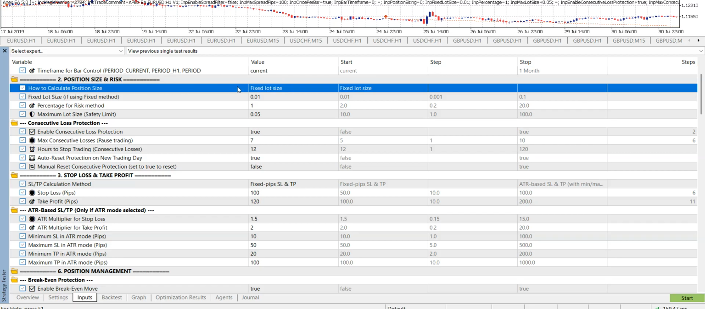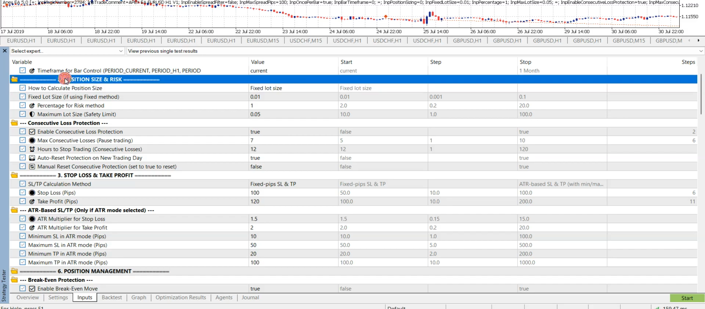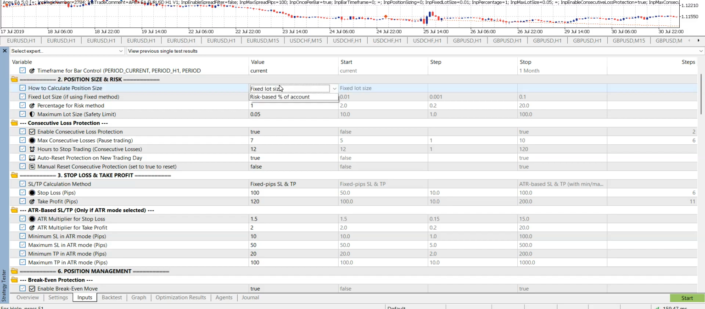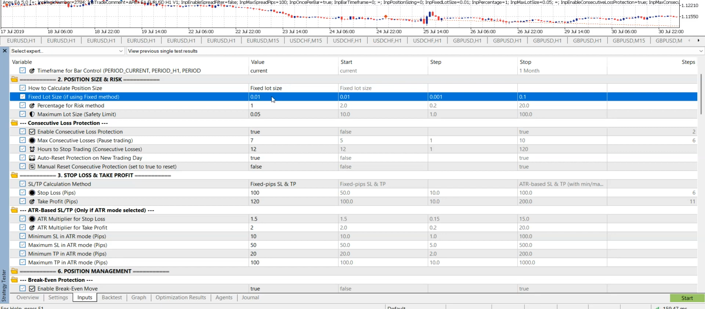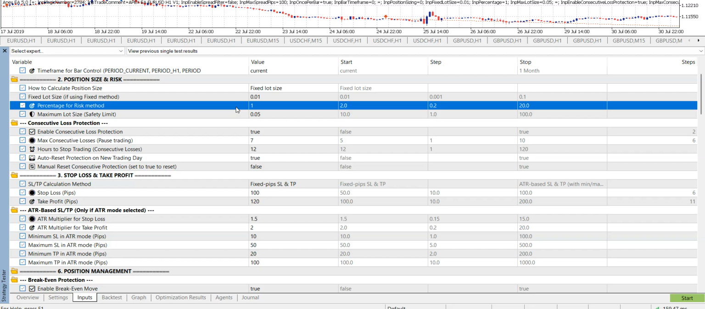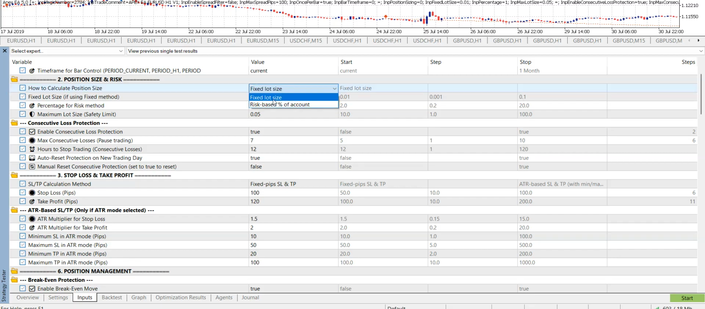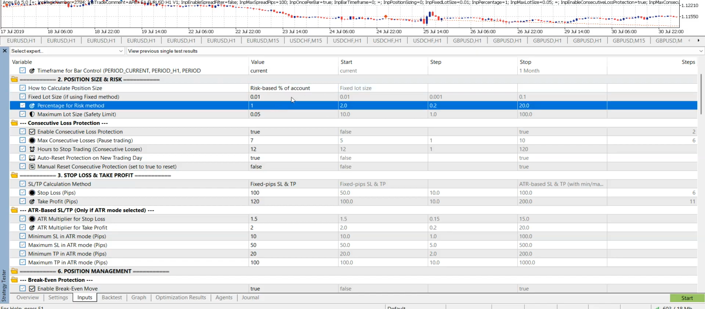How to calculate position size? It is very intuitive. Under the position size and risk, you can use the fixed lot size, or you can use the risk percent of account, whichever you want. You can use the fixed lot size here in the fixed lot size input, and it is so understandable now that I don't even have to talk, but I want to talk it through. The percentage for risk method is going to be used when you are using the risk-based account, so now it is 1%.